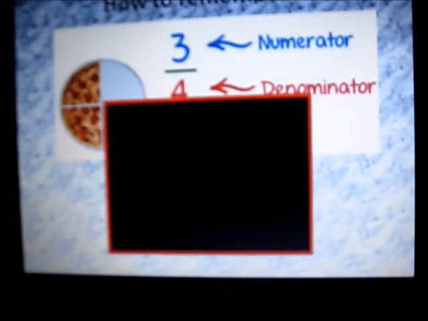Just like in that song, down, your denominator is down. Think D, denominator, D, down.